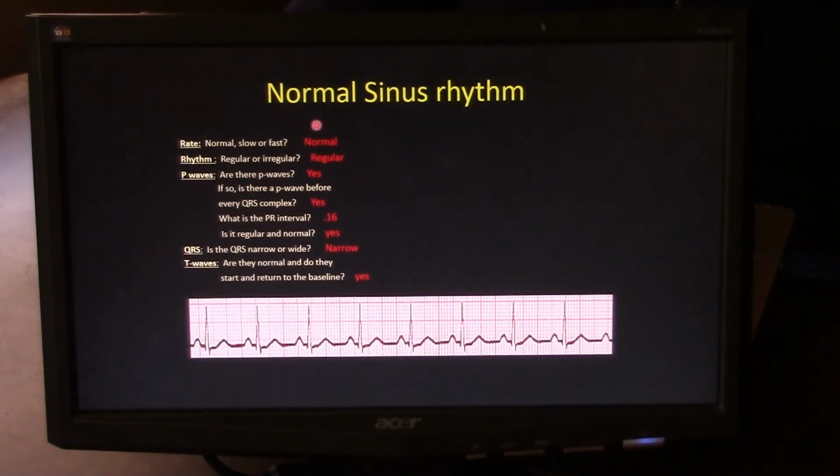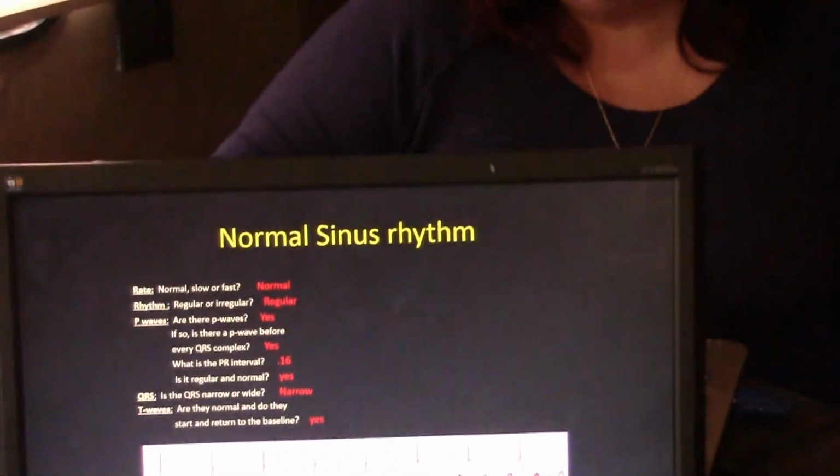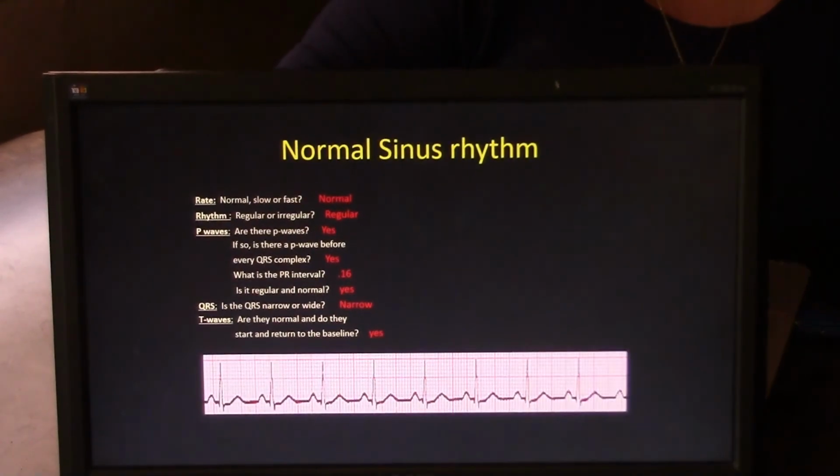Here, all the intervals are normal. The rate is normal, and therefore this is truly the definition of normal sinus rhythm. And this is going to end this particular video. Stay tuned for sinus rhythms and sinus dysrhythmias.